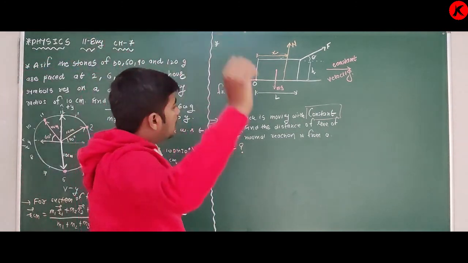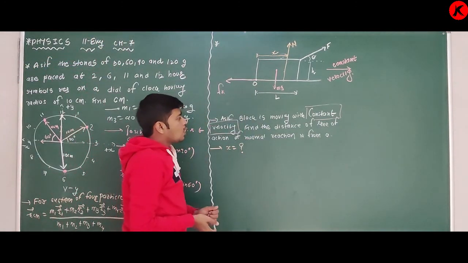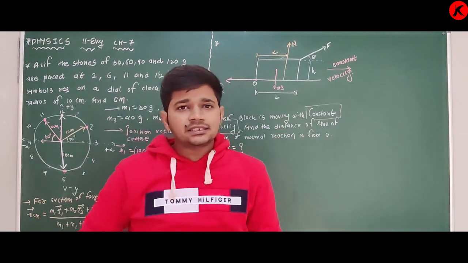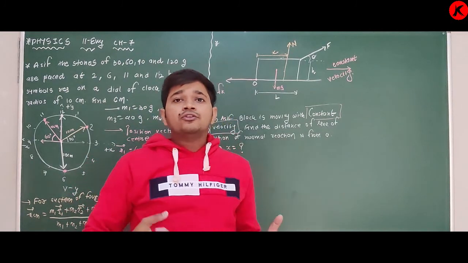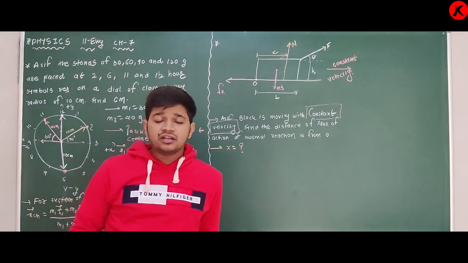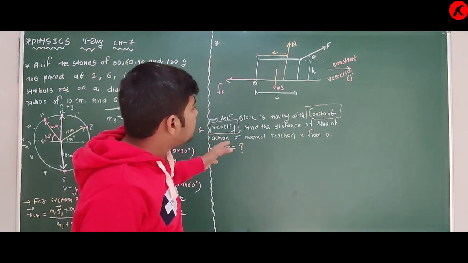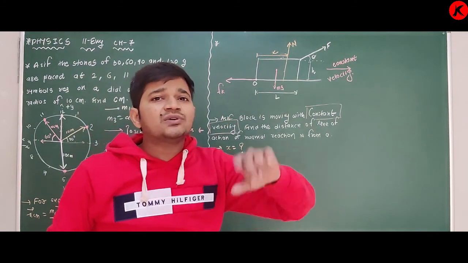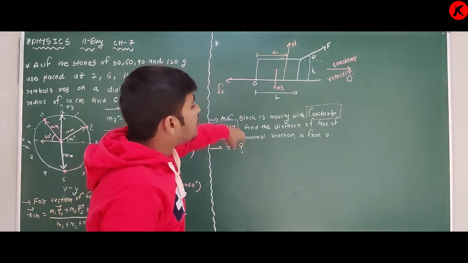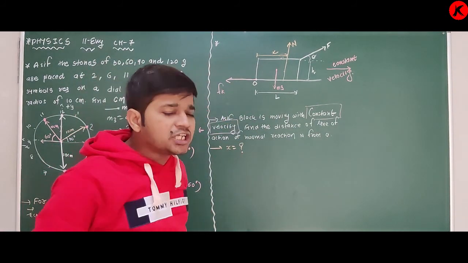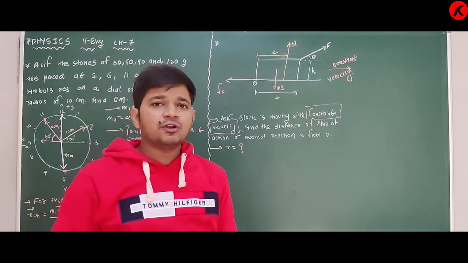So how to solve this question? What is the meaning of the word constant velocity? Constant velocity means, obviously, acceleration 0. Acceleration 0 means force is 0. So this block is in linear equilibrium, and as it is not performing rotational motion, it is in rotational equilibrium.